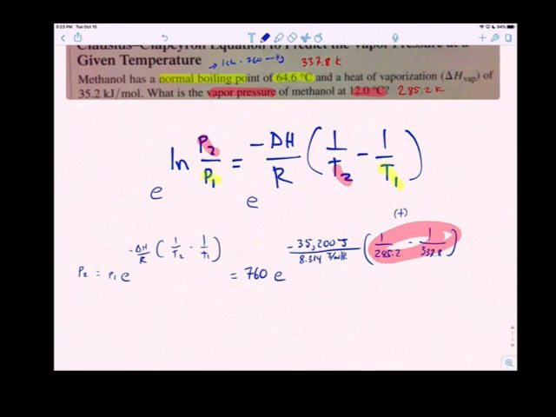And this makes sense though, because it's a lower temperature. So 12 degrees Celsius is lower than 64.6. So yes, this is a lower temperature. So then yes, that makes sense that I have a lower vapor pressure.